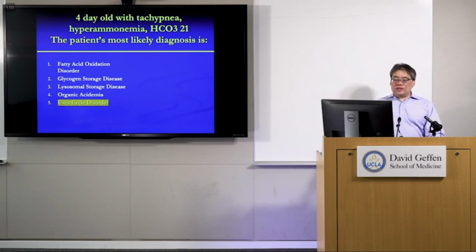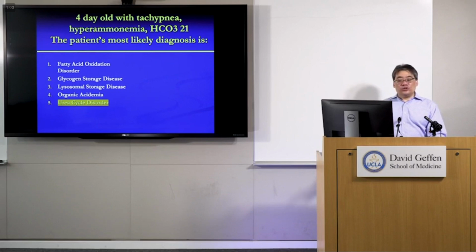Okay, so the answer is a urea cycle disorder. And we're going to get into this a little bit more. But the other diagnoses: number 1, fatty acid oxidation disorder, this will usually give you low glucose along with it and feeding intolerance. And so this patient did not really have that. Glycogen storage disease will also give you hypoglycemia and will not give you hyperammonemia. Lysosomal storage disorders, in general, are slow presentations, and I have a whole section on that.